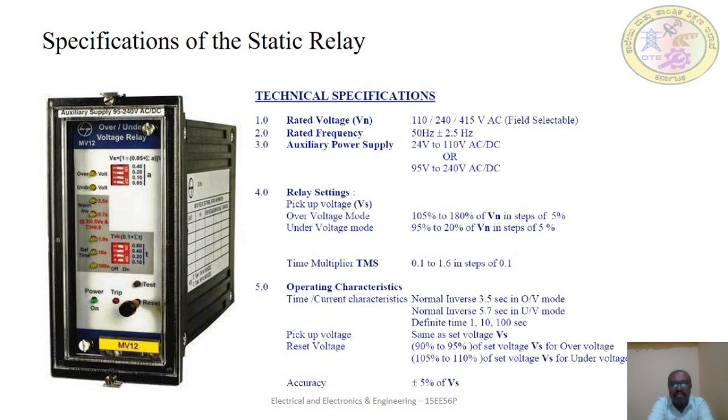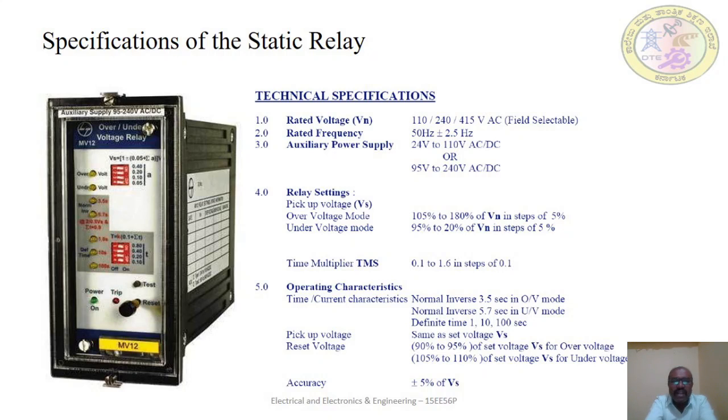The specification of the static relay. You can see in the diagram a type MV12 over voltage or under voltage relay made by L&T. In a lab you can use this model to study the over voltage or under voltage operation of a static relay. This relay is a single phase over voltage or under voltage relay with one measuring element. The relay can be used for feeder protection in all low voltage, medium voltage, and high voltage substations.